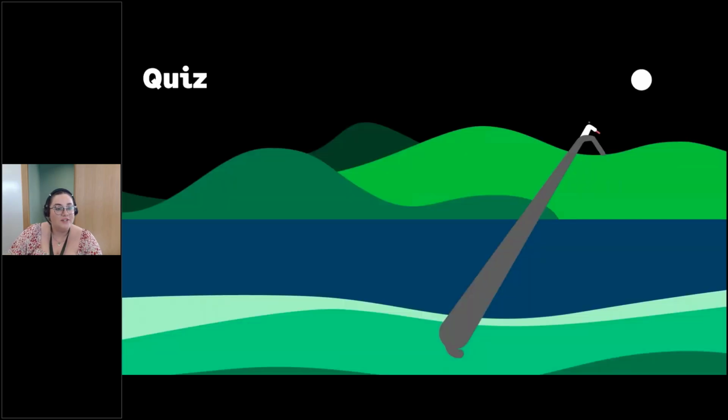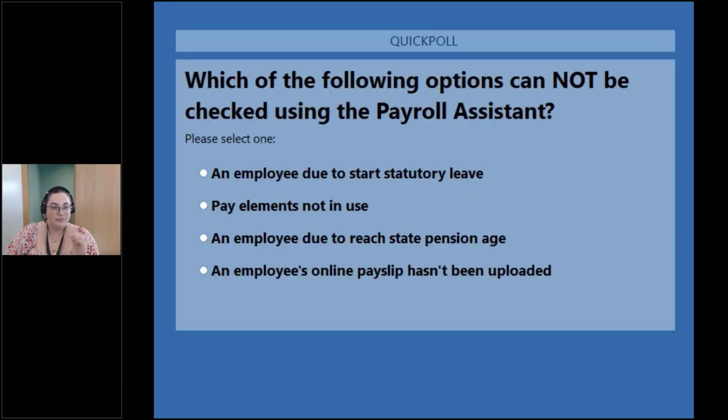Fabulous. So on to question number 3. Just launching that now. So question number 3, this is which of the following options cannot be checked using the payroll assistant? Which of these options cannot be checked using the payroll assistant? So remember all of those different tick boxes in the main part of the payroll assistant screen. Which one of these do you not recall being there?